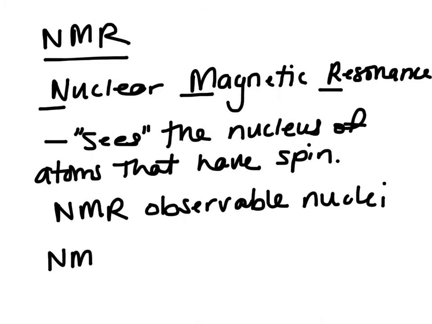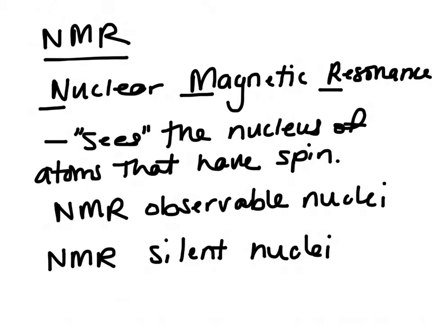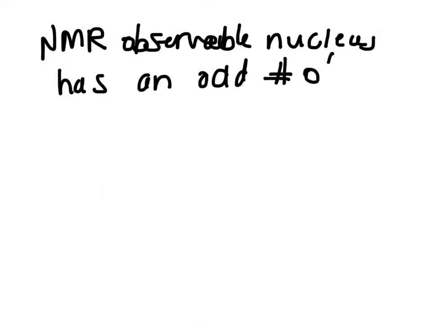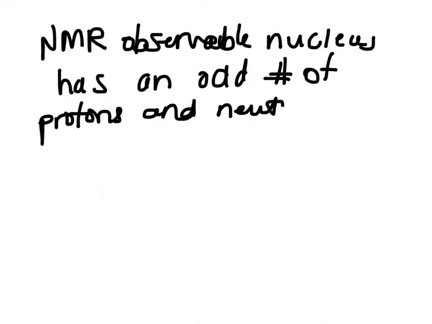and NMR silent nuclei. An NMR observable nucleus has an odd number of protons and neutrons. Therefore, it has spin.